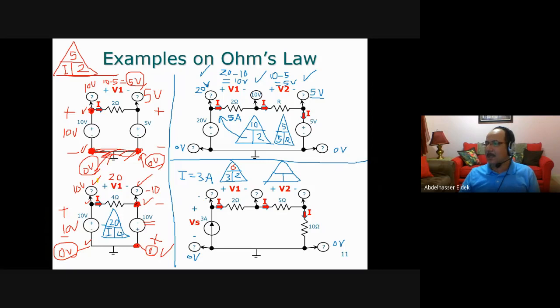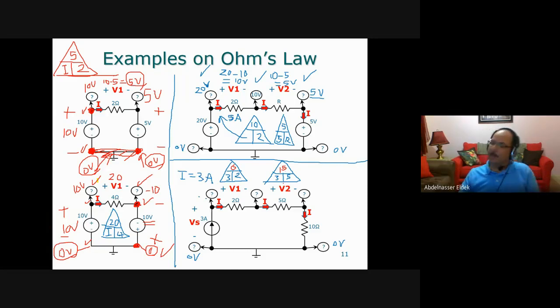Okay. The resistance is 5. The current is 3. Then now we can say that the voltage is 3 times 5, which is 15. So the voltage is 15 volt. So V2 is 15 volt.